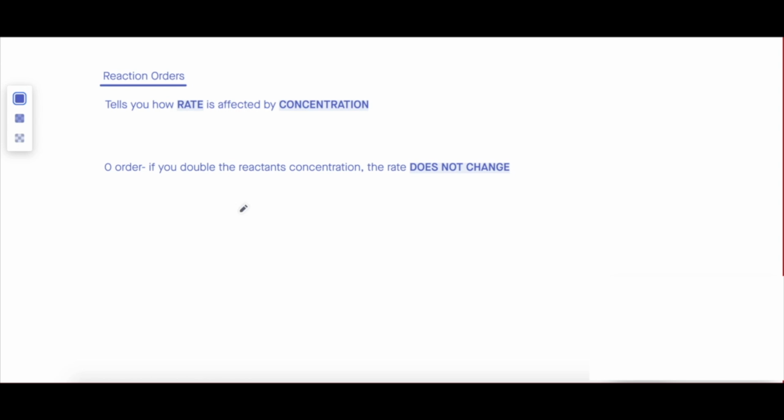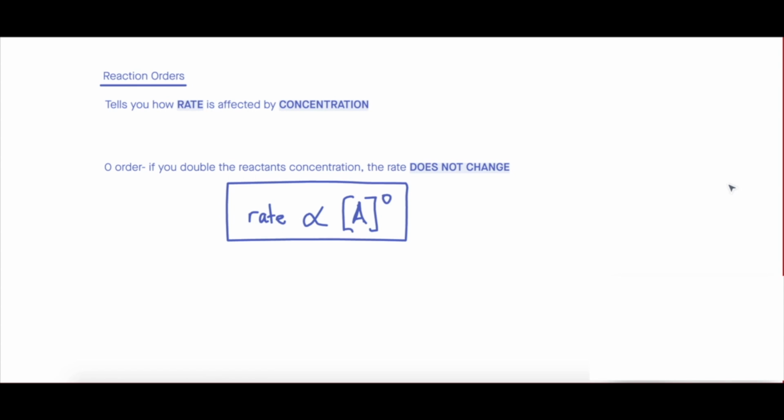Another way to say this is rate is proportional to the concentration of reactant A to the power of 0. The reason is that anything to the power of 0 equals 1. So rate is proportional to 1, which means rate doesn't change. The rate always stays the same. Whatever you do to the concentration of the reactants in the reaction, the rate will not change. So that's when you have a zero order reaction.